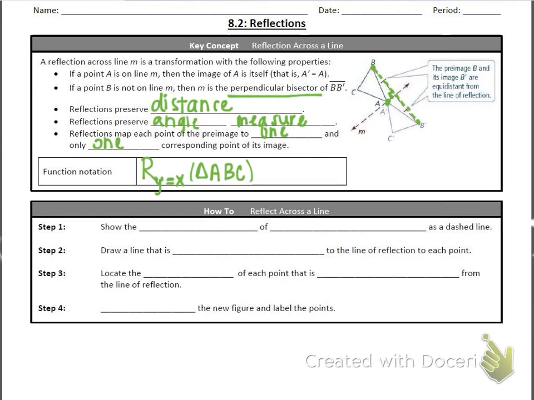So how do we do this? First step is we are going to show the line of reflection as a dashed line, so we know where it is. Step 2, we are going to draw a line that is perpendicular to the line of reflection to each point. So just like we did in the very top part from B to B prime, we drew a perpendicular line. You're going to do that to each point. Step 3, you are going to locate the image of each point that is equidistant.